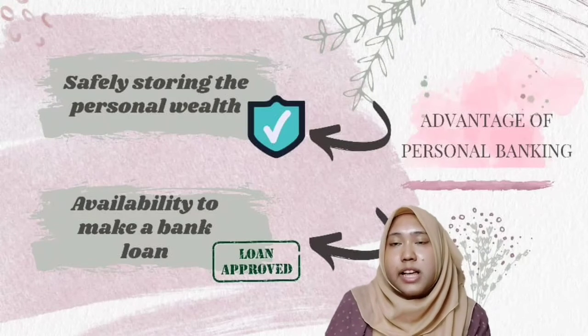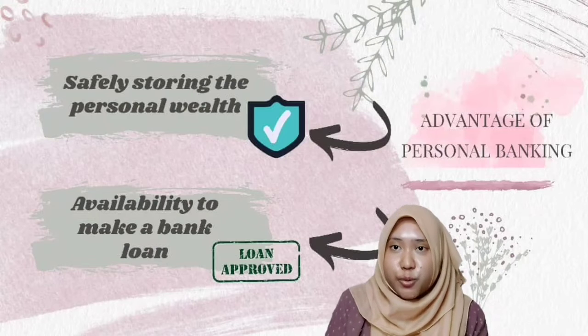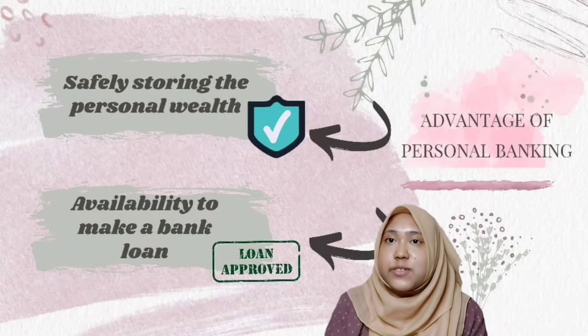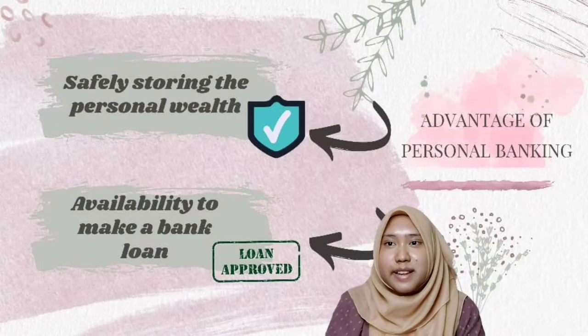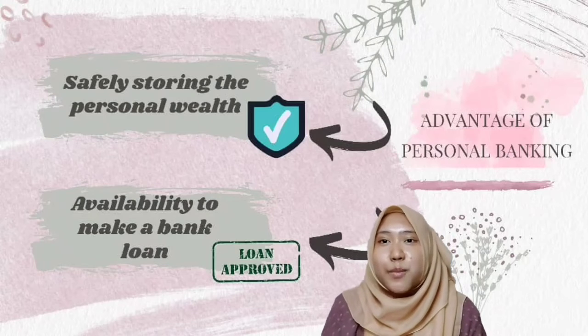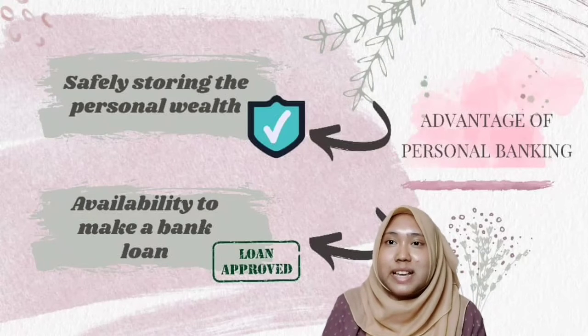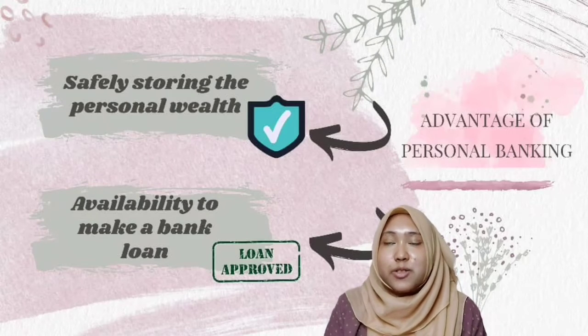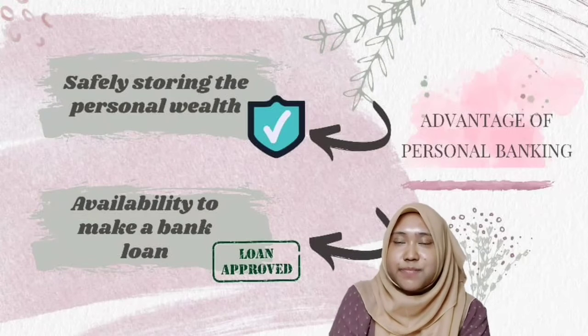Second, availability to make a bank loan. The qualifications for loans are relatively standard across most banks. Modern establishments have broken this cycle by increasing accessibility to loans and offering more reasonable requirements.